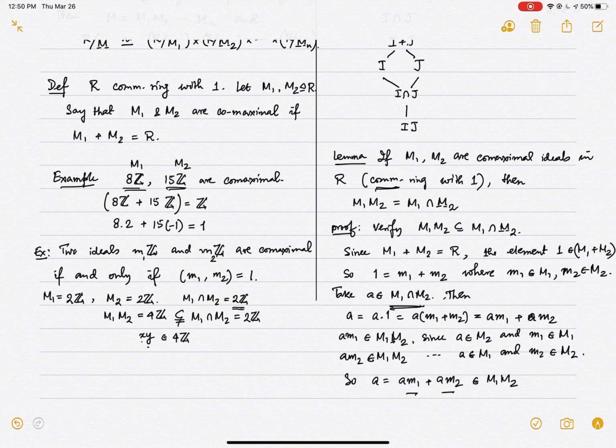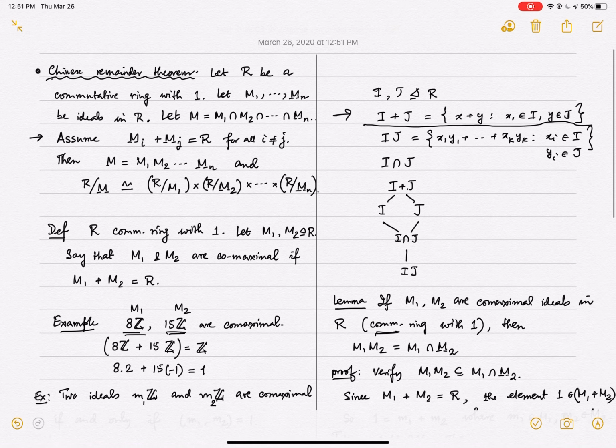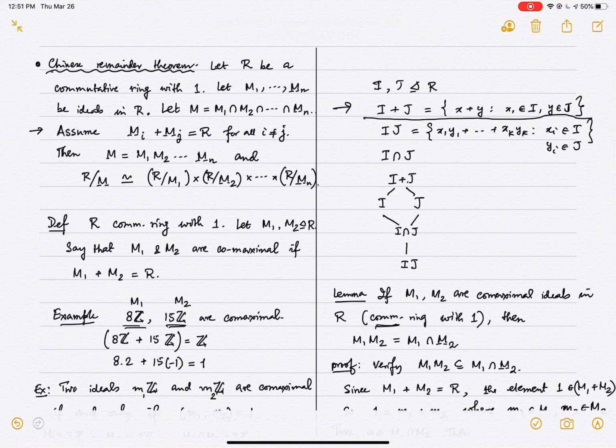Okay, so if something is in the intersection, then it's in the product. Okay, we'll continue. And I'll indicate the proof of the Chinese remainder theorem for two ideals, for the n equals 2 case, in the next one.